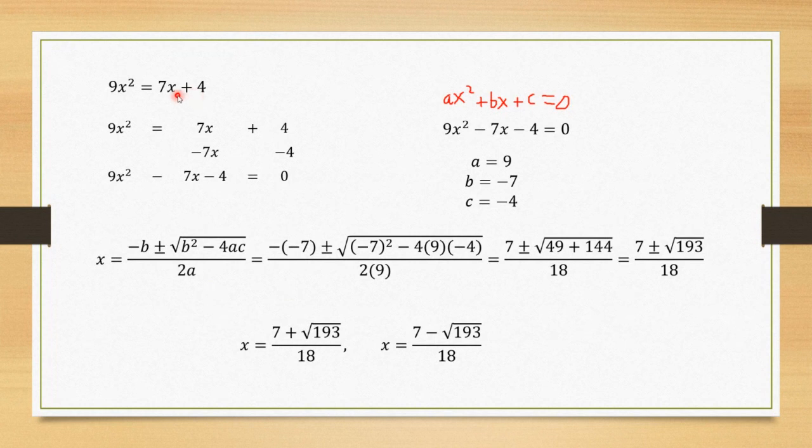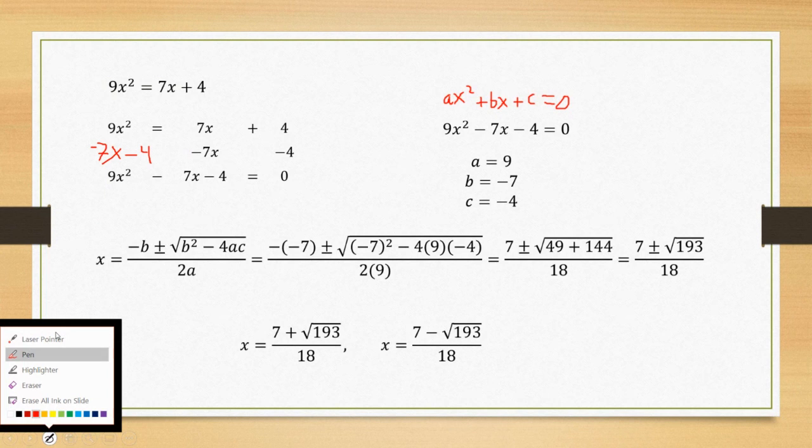Because to get the right-hand side 0, we can just subtract 7x and subtract 4 from both sides. So we end up with this. Okay? So in other words, we just bring the 7x and the 4. We subtract both sides from that. I'm not sure why I didn't write it here, but I should have. Oh, so we would subtract 7x. You know, whatever you do to one side, you do to the other. Okay?